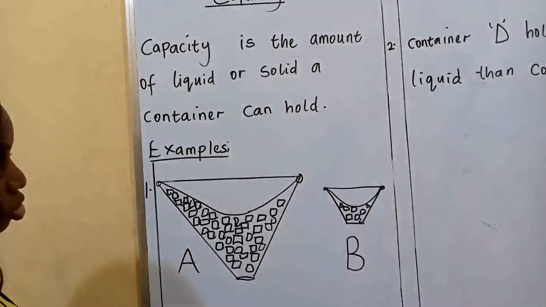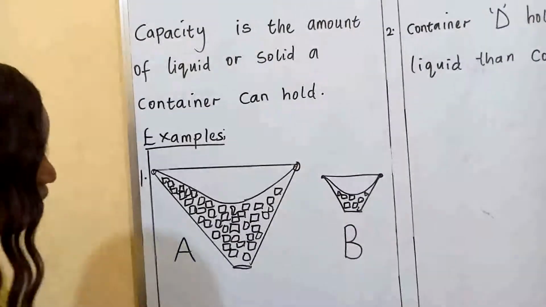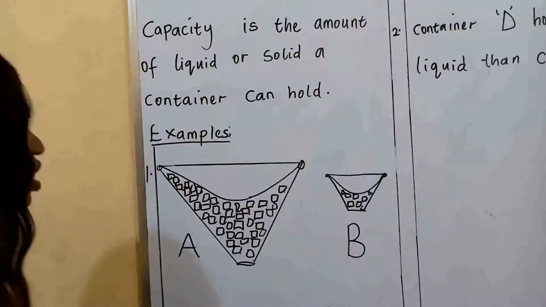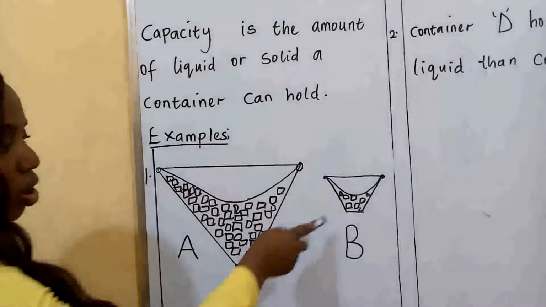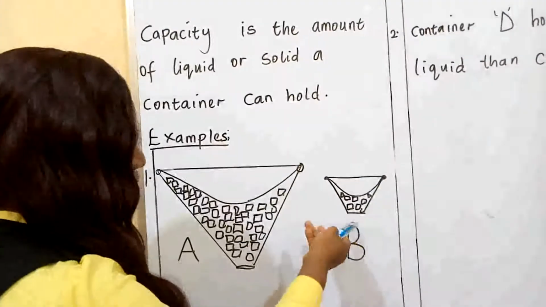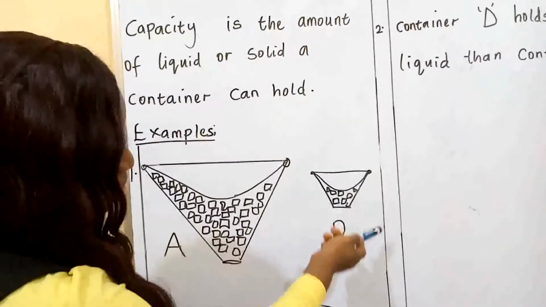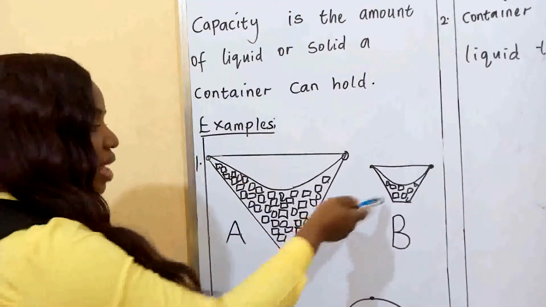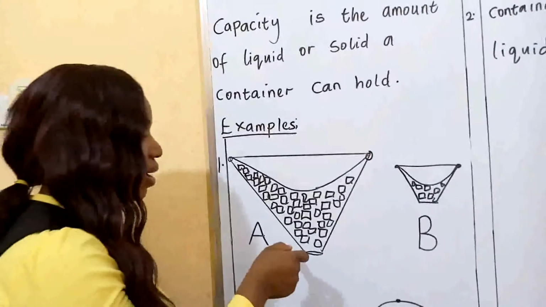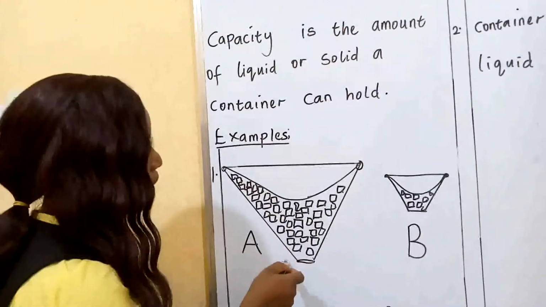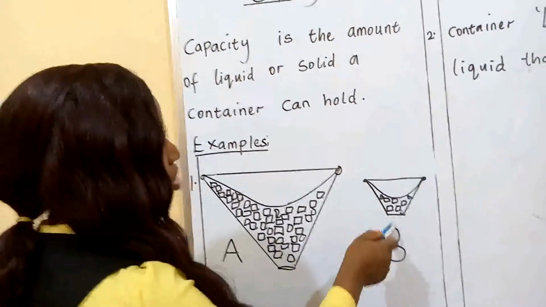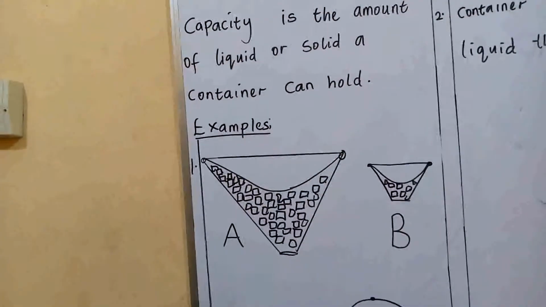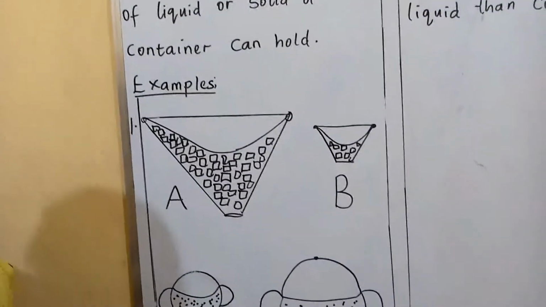It's container A. Container A holds more solid because it is big and it can contain more lumps of sugar than container B, which is small. It cannot contain more than maybe 4, 5, 6, or 7 cubes. So container A can contain more lumps of sugar, in solid form, than container B. Having known that, we look at number 2.